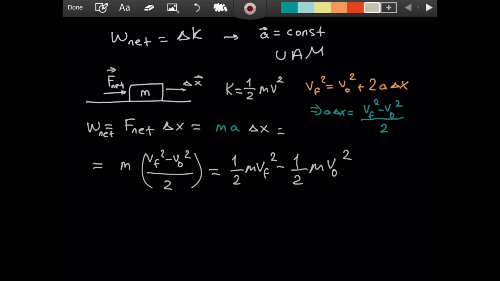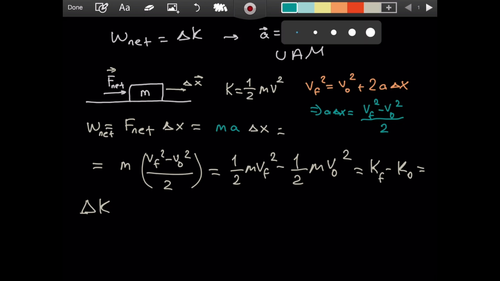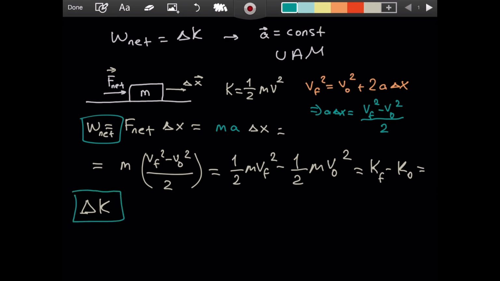And we have something that is very close to it. We have final and initial though, so it is simply kinetic energy final minus kinetic energy initial. And that is of course going to give you delta K, the change in the kinetic energy, because final minus initial always gives the delta. And that is it. We proved that the net work done on an object is equal to the change in kinetic energy of that object.